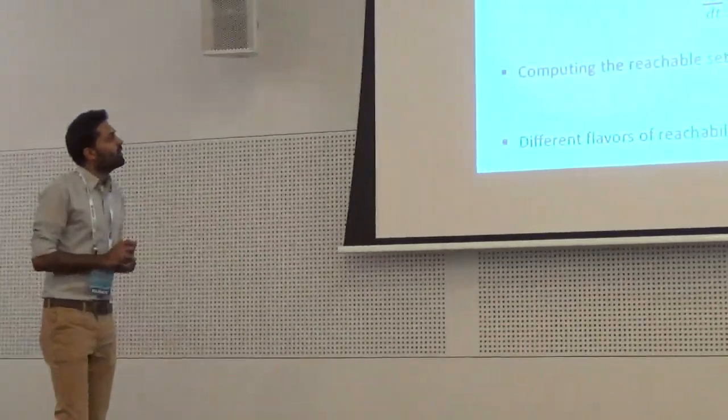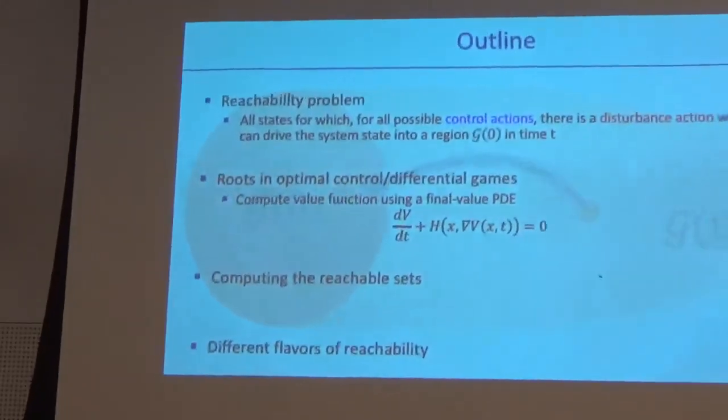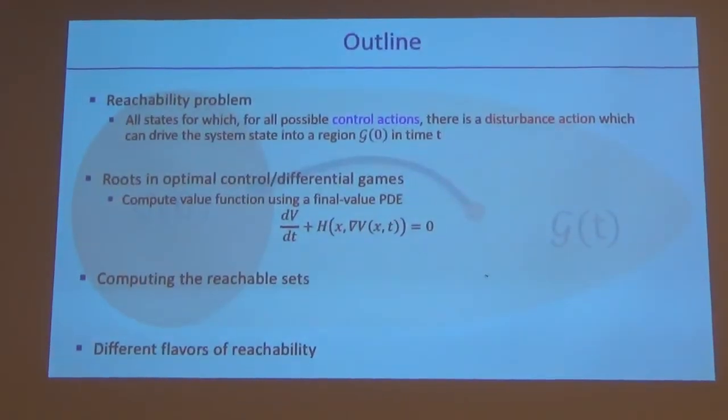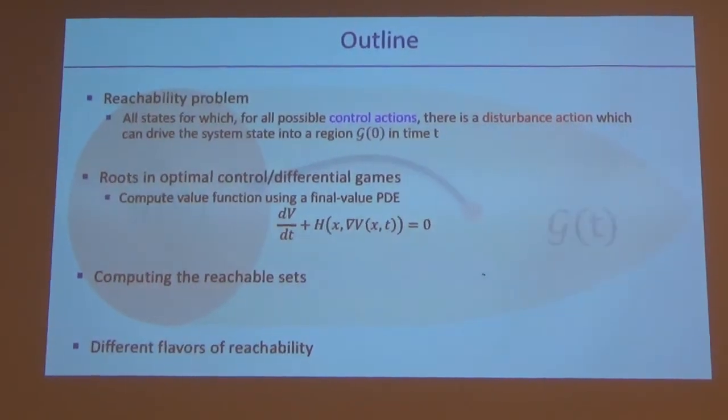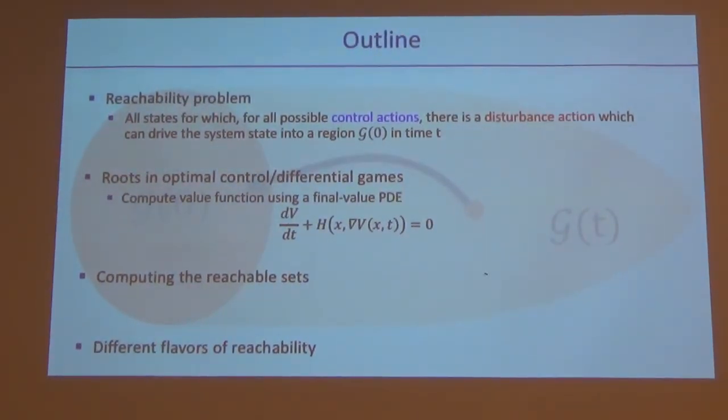Okay, so to summarize, we talked about the reachability problem, and then we briefly talked about optimal control and differential games. The crux of that is that we can solve a differential game by solving a final value Hamilton-Jacobi equation, which looks something like this. And really, this should be a partial. So my apologies for that. But the idea is that it should be a final value PDE that we need to solve for the differential game. Okay. So next let's take a look at how we can use.